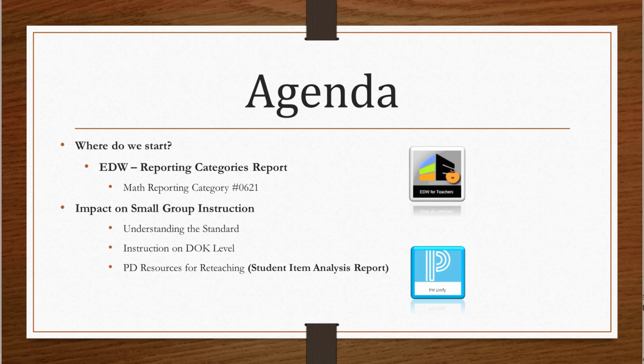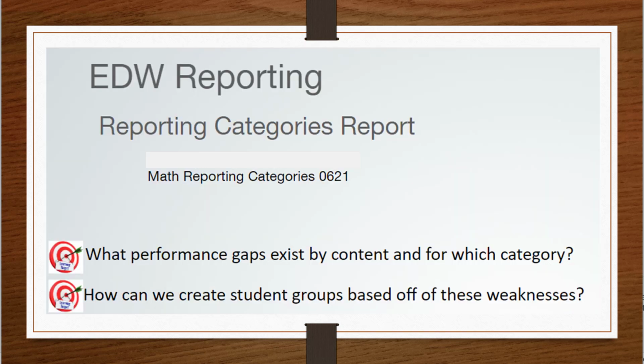Because this is a broad overview of student performance, we will dive deeper into the standard and depth of knowledge to assist with identifying the point of error. We will also look at additional PD resources provided in Performance Matters through the Student Item Analysis Report. Our focus for the reporting category report will be 1, to identify performance gaps in math for which assessed subcategory, and 2, how to create student groups based off of critical and exhibited weaknesses.